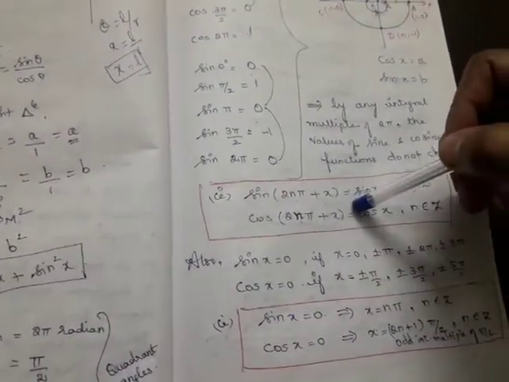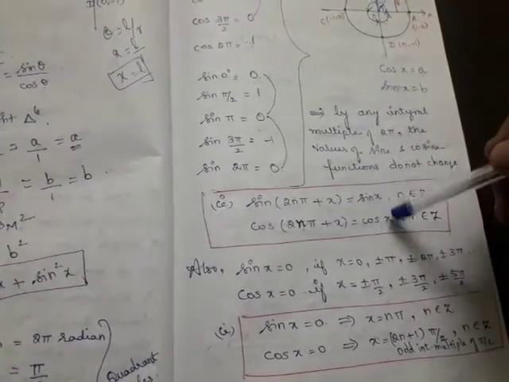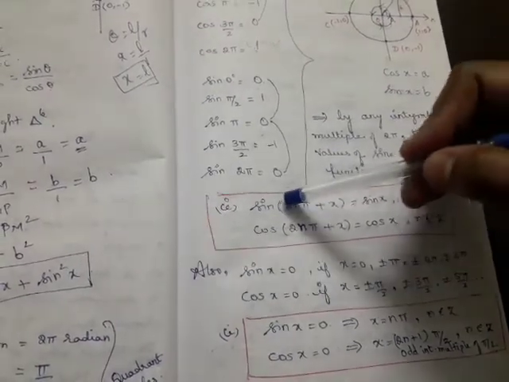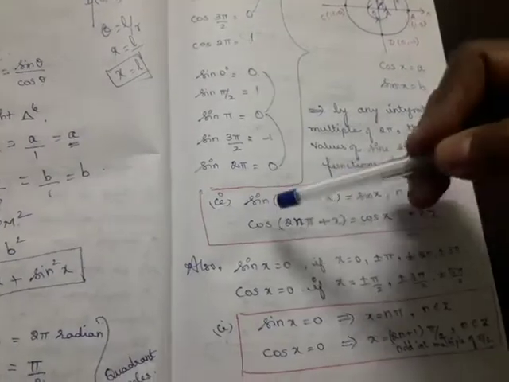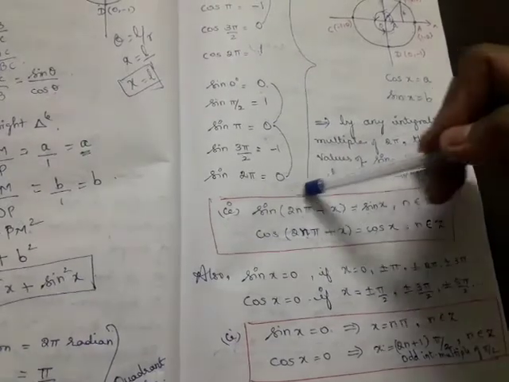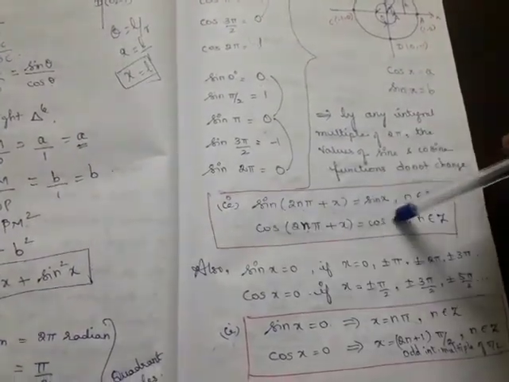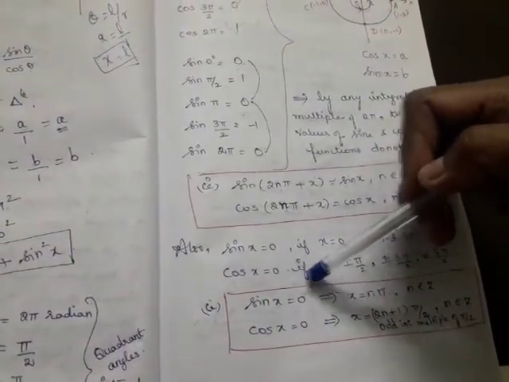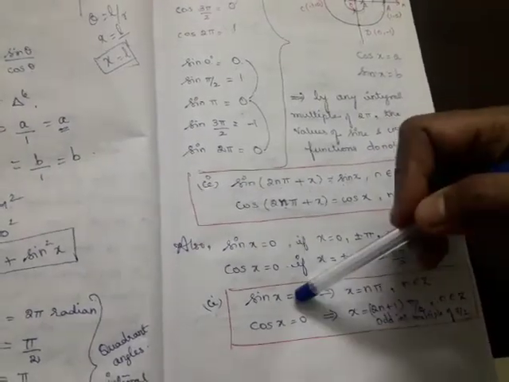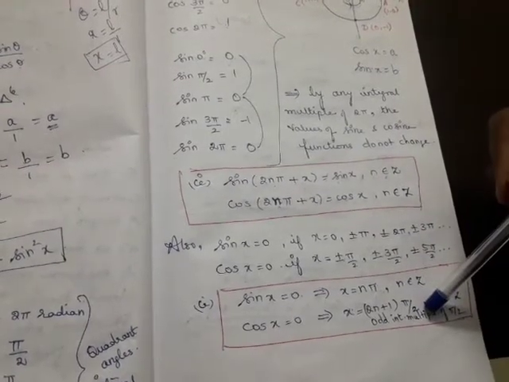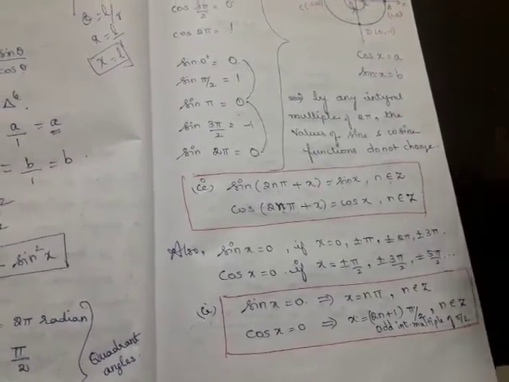Then very important two results I asked you to remember. One is the sine function and the cos function will remain same during the integral multiple of 2 pi. That is sin 2n pi plus x equal to sin x. Similarly, cos 2n pi plus x equal to cos x. So, during any integral multiple of 2 pi, the value of sine and cos function will remain same. And then similarly, the sin x will become 0 during integral multiple of pi, and cos x will become 0 during odd integral multiple of pi by 2. These two results I told you, you have to remember.